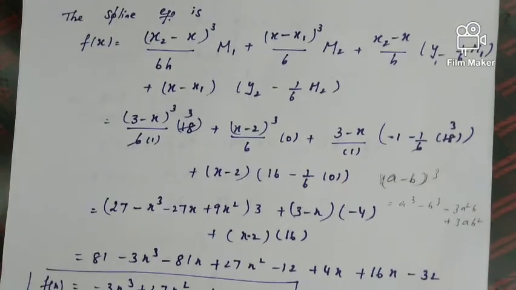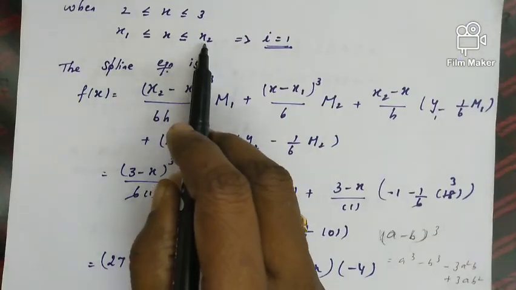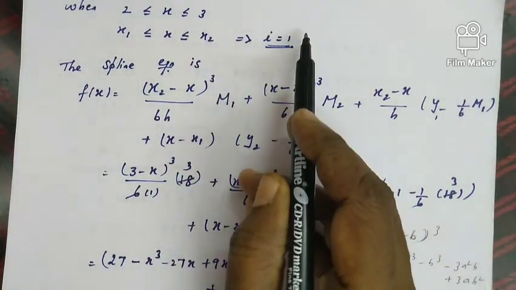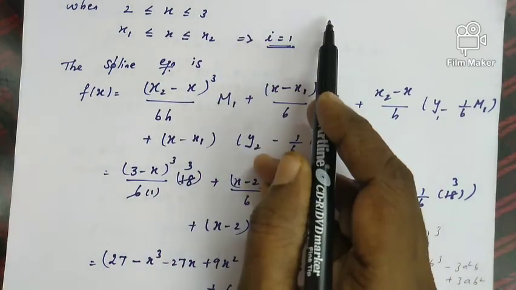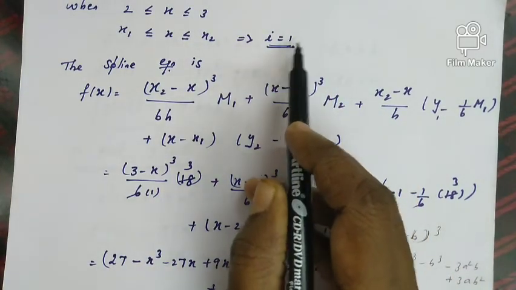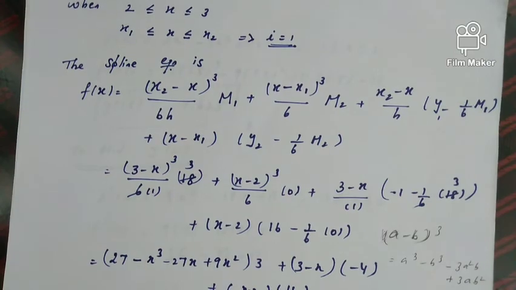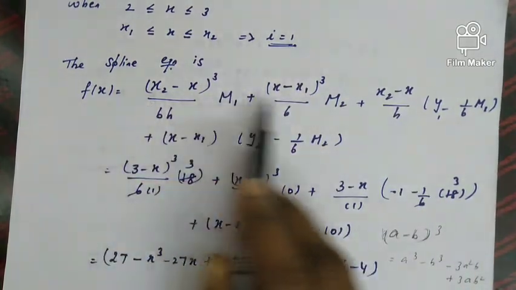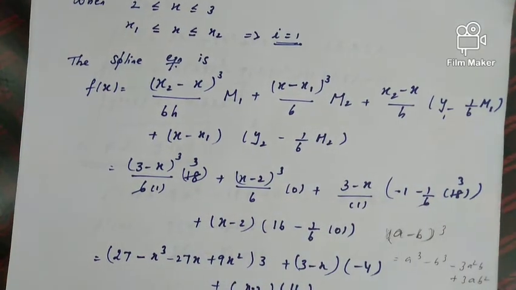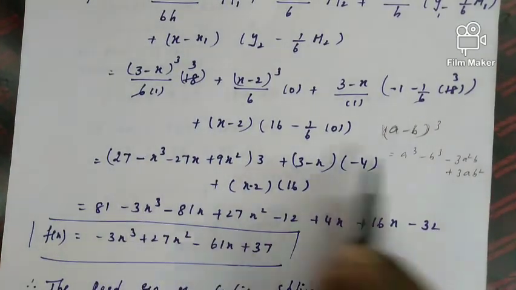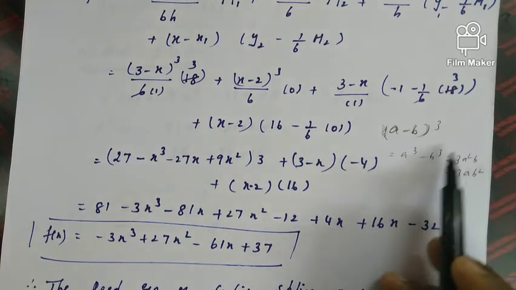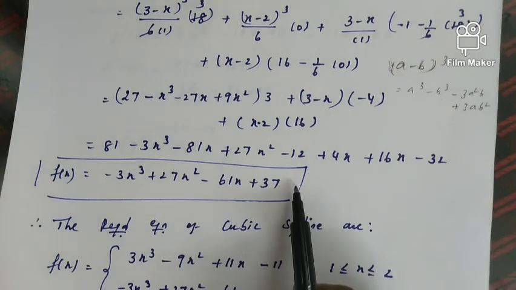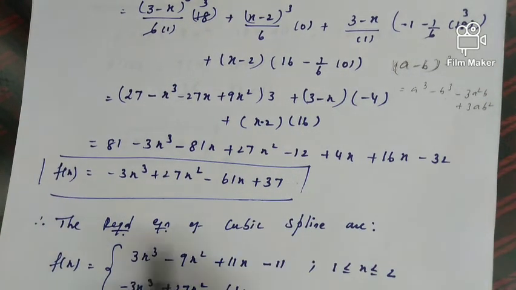In the same manner, we take the next interval. In the next interval also, we write the general case. Comparing that, we get i is equal to 1. Suppose in this question there were one more interval, for example 3 to 4, then we would find i equal to 2, and we would have to do that case also. In this problem, it is complete up to i equal to 1. Then again we write the spline equation, substituting the values, and here we use a result, that is a minus b the whole cube. Applying that result, we get the second spline equation.